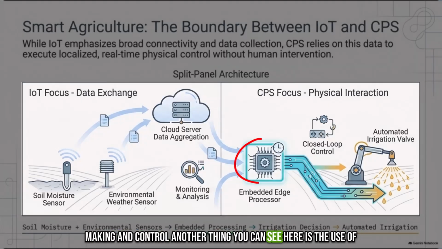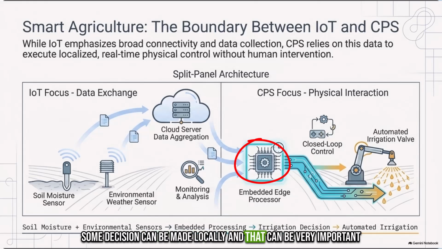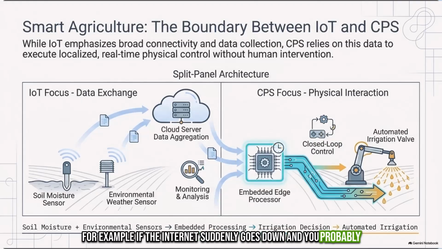Another thing you can see here is the use of an edge processor. Instead of sending every decision to the cloud, some decisions can be made locally, and that can be very important. For example, if the internet suddenly goes down, you probably don't want your irrigation system to become completely useless. Local processing can make the system faster and more reliable.